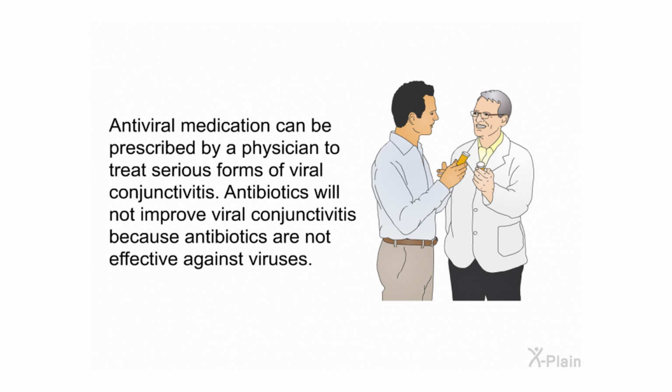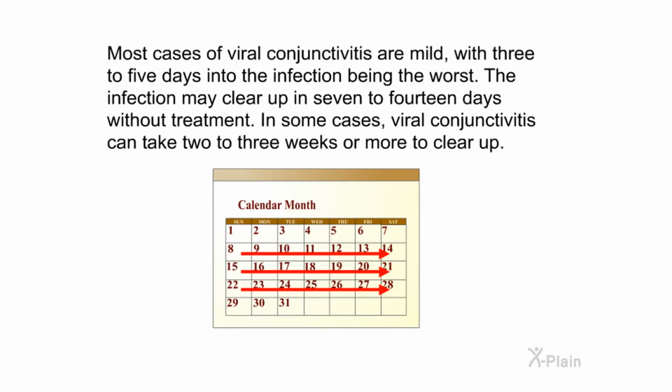Antiviral medication can be prescribed by a physician to treat serious forms of viral conjunctivitis. Antibiotics will not improve viral conjunctivitis because antibiotics are not effective against viruses. Most cases of viral conjunctivitis are mild, with 3 to 5 days into the infection being the worst. The infection may clear up in 7 to 14 days without treatment. In some cases, viral conjunctivitis can take 2 to 3 weeks or more to clear up.